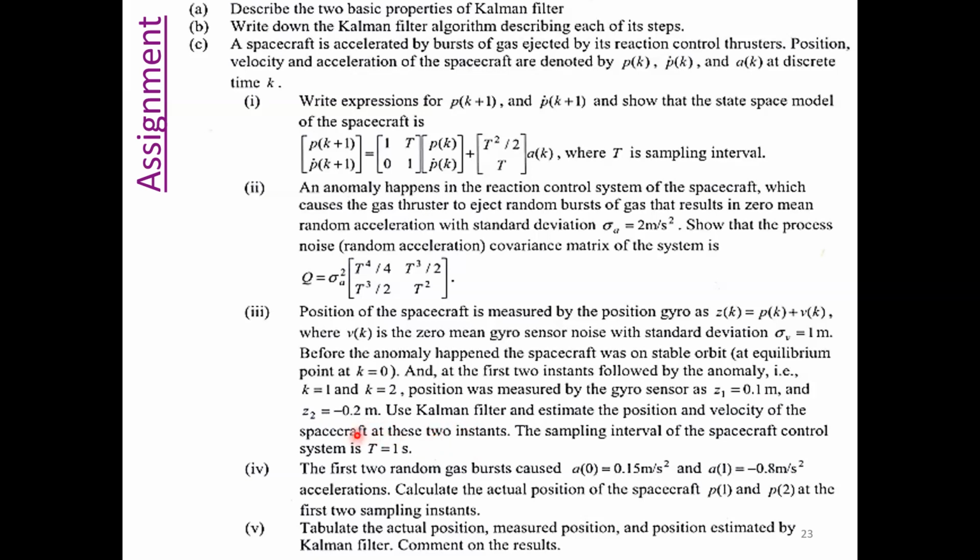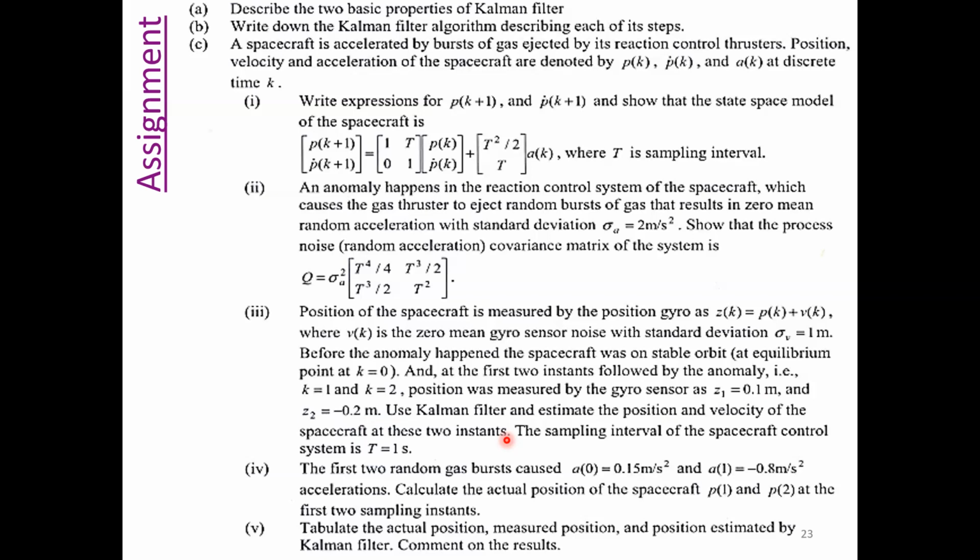Now use Kalman filter and estimate the position and velocity of the spacecraft at these two instants. Now, did you get the point? It was on the stable orbit at k equals 0, and the anomaly happened. Now there are random gas bursts.